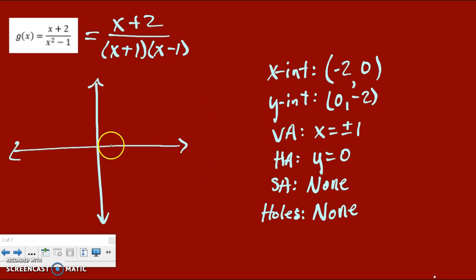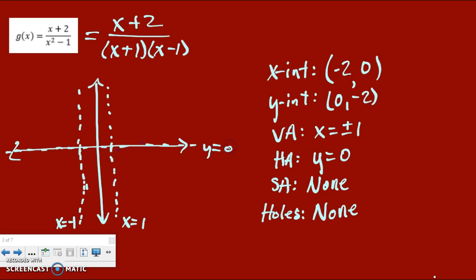Well, I have one at 1 and -1. And again, they're always indicated by a dotted or dashed line. And I need you to label them. So x equals 1. Here's the other one. x equals -1. We have those asymptotes there. Of course, I want to put my horizontal asymptote there. We know it's the x-axis. y equals 0. I have all my asymptotes on here.